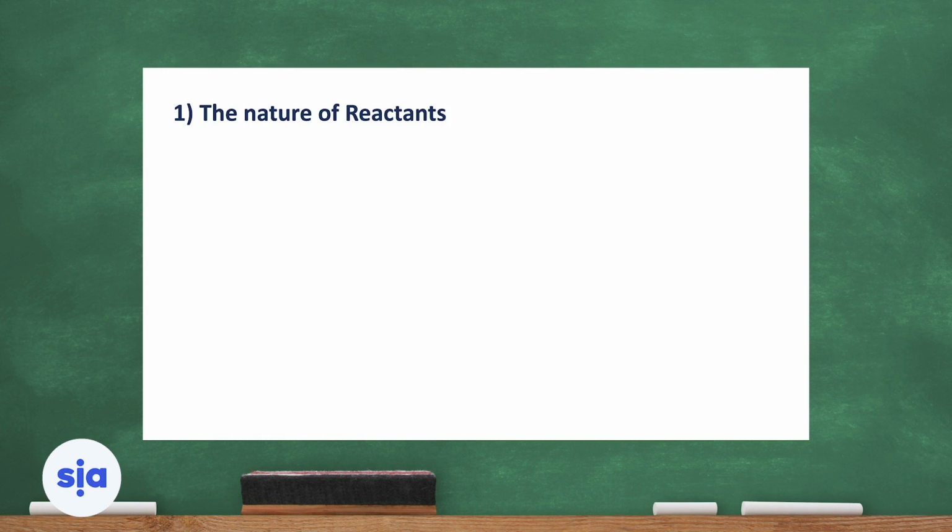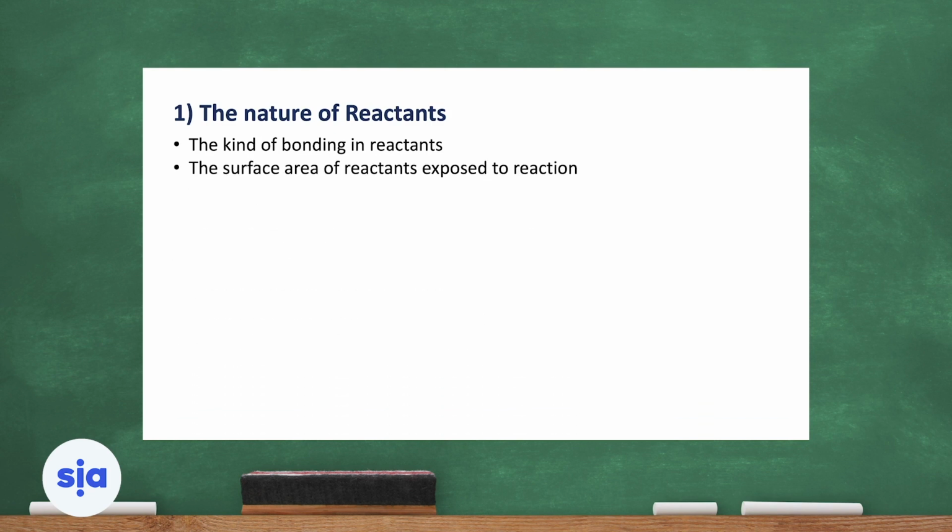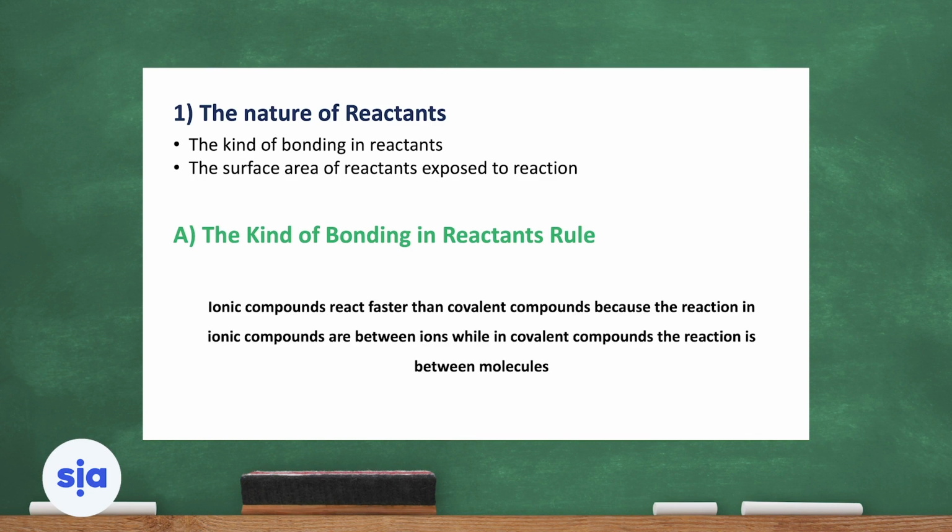Number 1, the nature of reactants. The kind of bonding in reactants. The surface area of reactants. What is the kind of bonding rule? Ionic compounds react faster than covalent compounds because the reactions in ionic compounds are between ions, while in covalent compounds the reaction is between molecules. This is the rule. Let's see together.